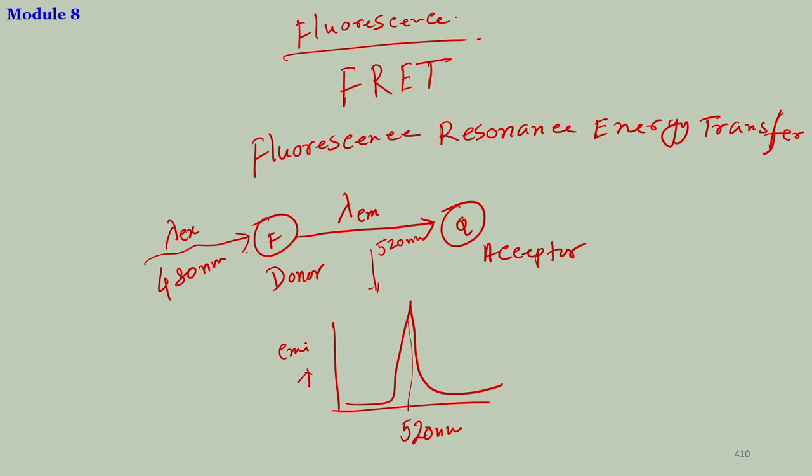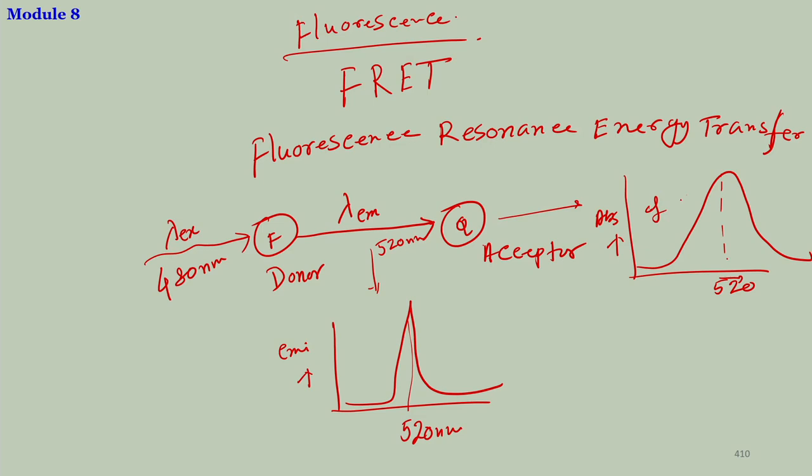Now, FRET means you have a second molecule placed somewhere very close to this molecule, and this molecule has an absorption spectra which is very close to 520. So this is the UV visible absorption spectra of Q, and it shows a maximum, or falls into the area where 520 nanometer light is. Which means if this light hits the quencher molecule, or the acceptor molecule, this energy would be absorbed by it, because your UV absorption shows that it can absorb this radiation. So the emitted light from the fluorophore would be absorbed by the acceptor molecule.